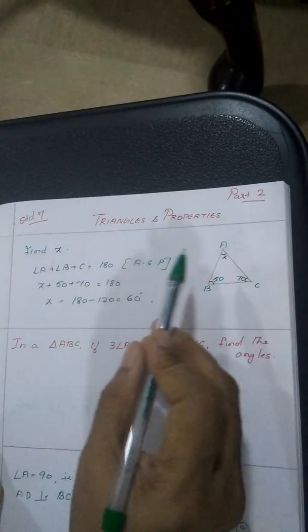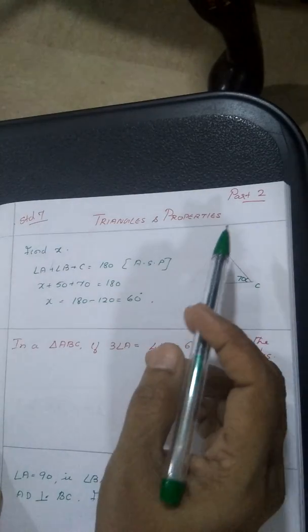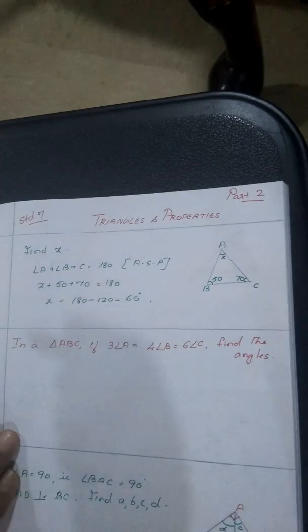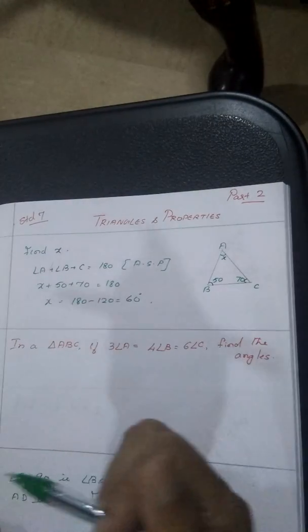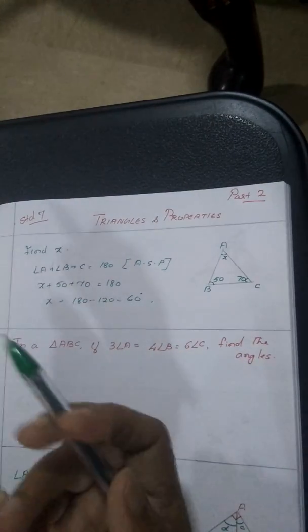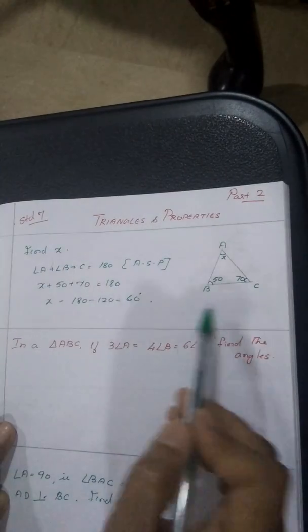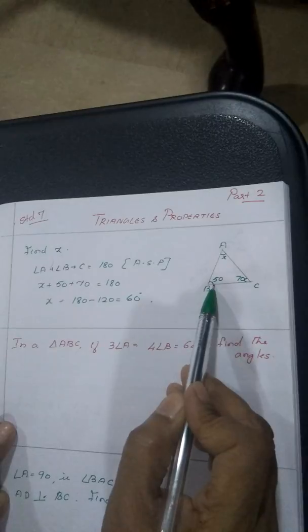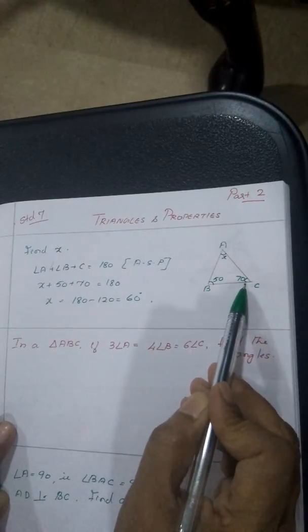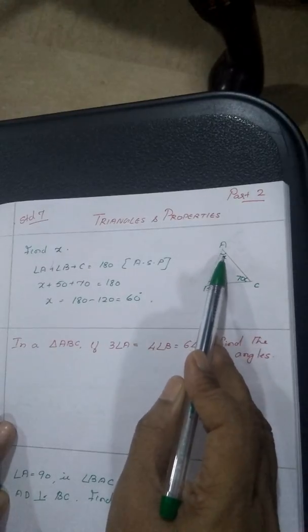The chapter is Triangle and Properties for Standard 7. This is part 2. Here we are going to do some problems using the properties which we learned in the previous part. In this triangle it is given angle B is 50 and angle C is 70. We have to find the value of x.